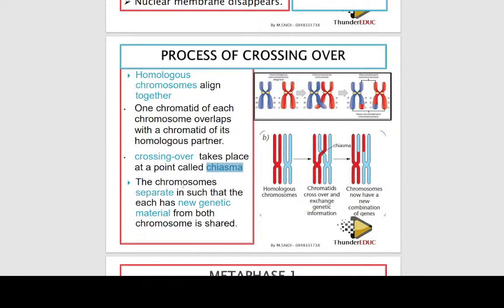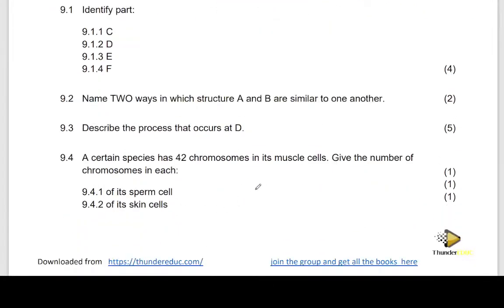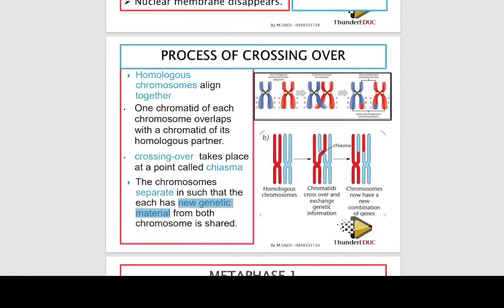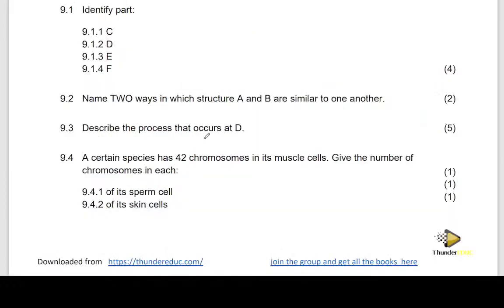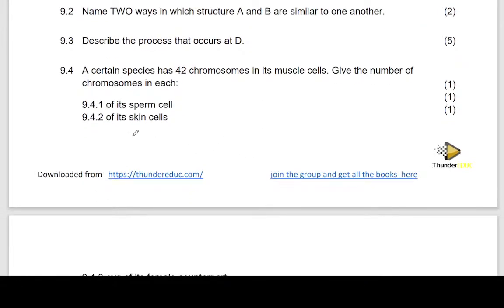They're saying that chromosomes separate such that each has new genetic material. So they separate. Once they separate, you see that they have new genetic material. It's also a marking point. So basically, that's what they are looking for. So these 5 marks come from here: 1, 2, 3, 4, 5. Done. So follow that book. With that book, you'll be able to get a distinction.